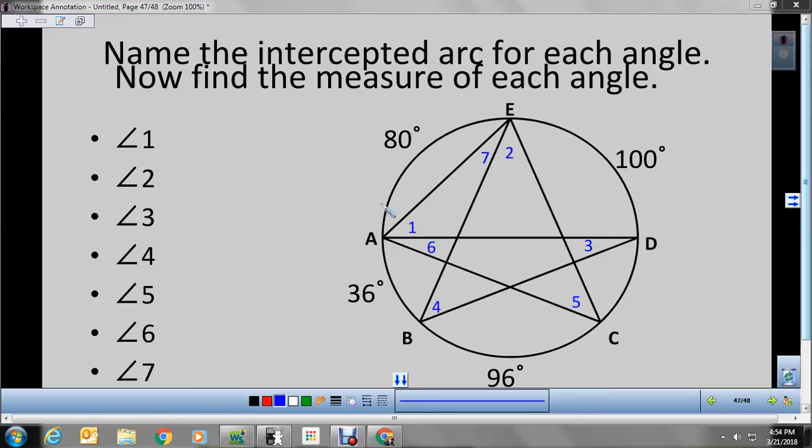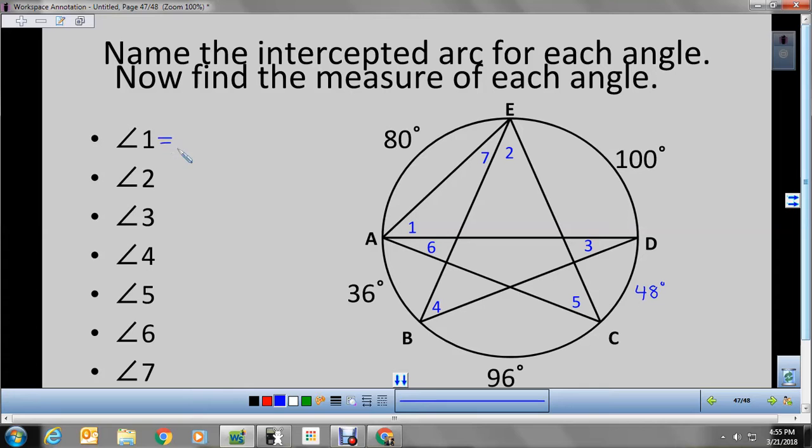Another thing I want you to notice is that this is 80 and this is 100, which means it's 180 degrees. So AED is 180 degrees, which means AD is a diameter, which means this is also going to be 180 degrees. So you can do 36 plus 96 and subtract that from 180, or you can add them all up and subtract from 360. Either way will get you the same measure of 48 degrees.